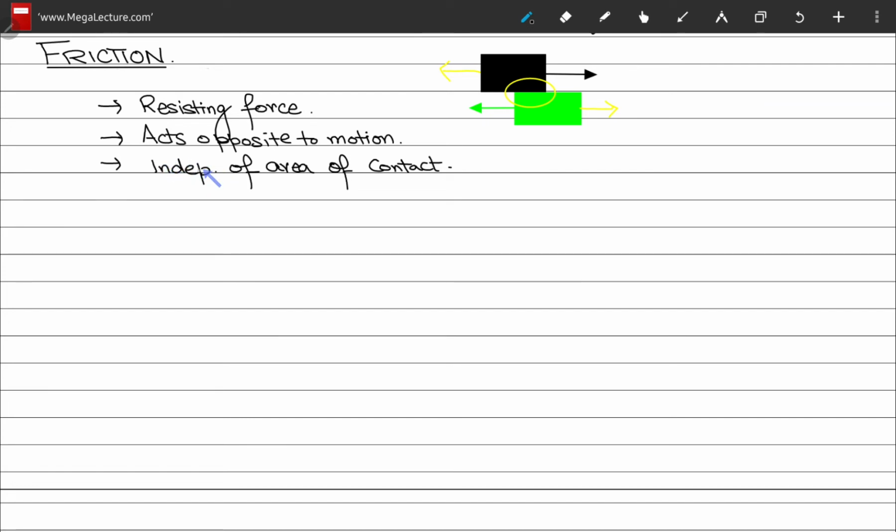An important point here is that this friction is independent of the area of contact of the two surfaces. So if you look at this diagram again, it is independent of this area of contact of these black and green bodies. It doesn't matter if this area increases or decreases, the frictional force will stay the same.